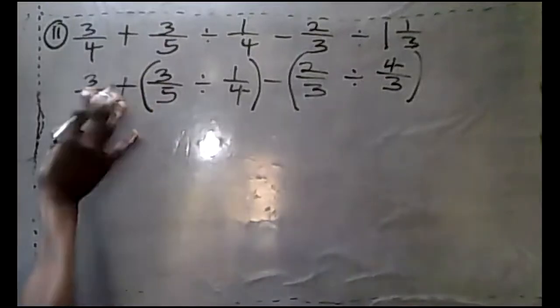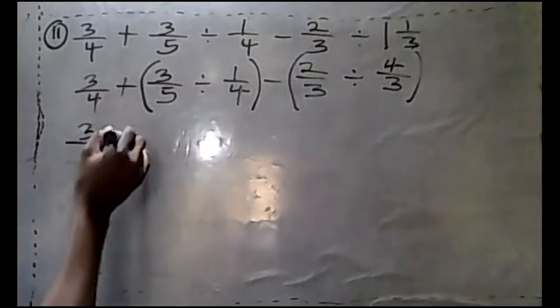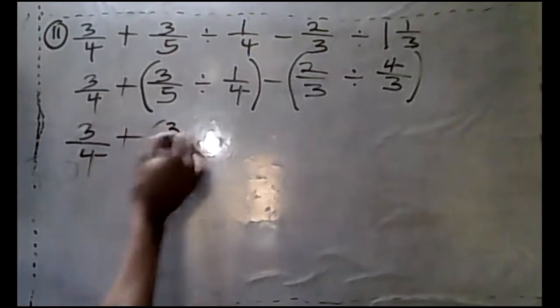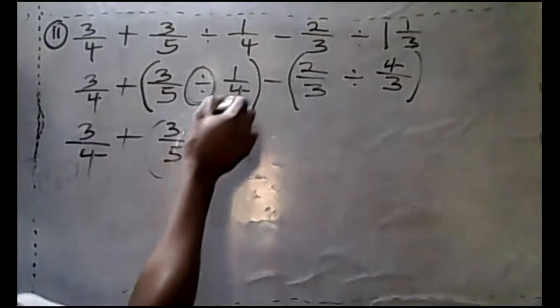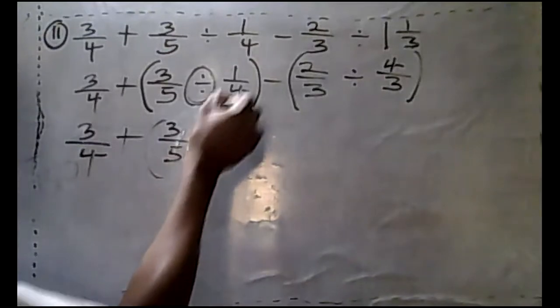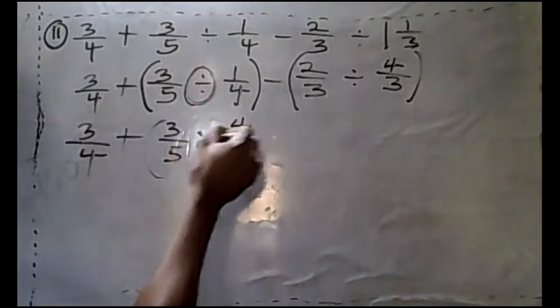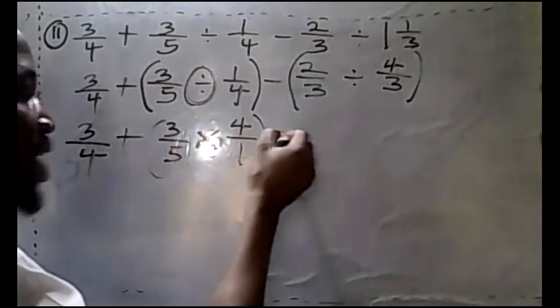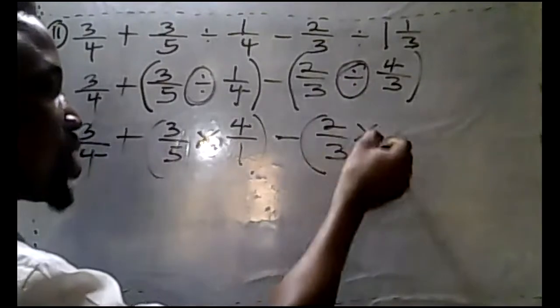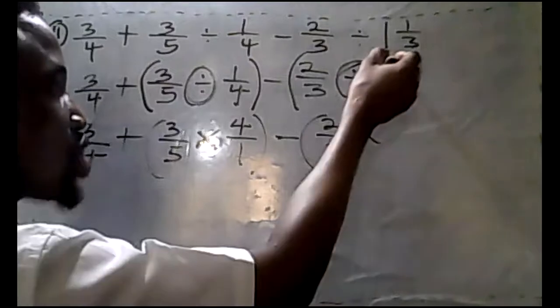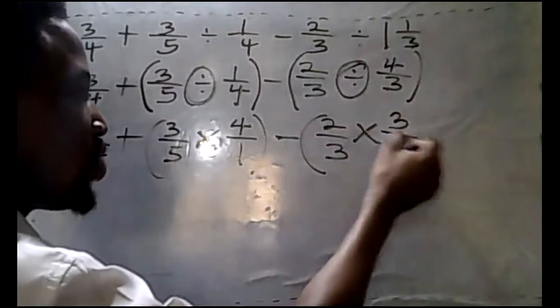So the next thing, write every other one, 3 over 4 plus 3 over 5. The next thing you're going to do is change this division to multiplication. Once you change the division to multiplication, this fraction changes: 4 goes up and 1 comes down, so you have 4 over 1. Put your minus, then 2 over 3. Change this division as well to multiplication. When that happens, 3 goes up and 4 comes down, so 3 over 4.